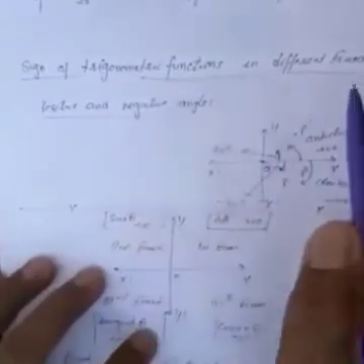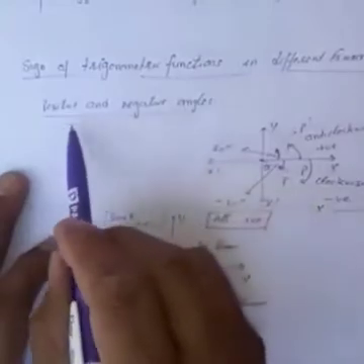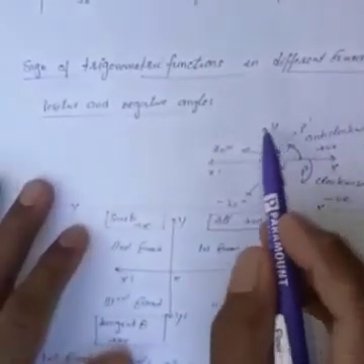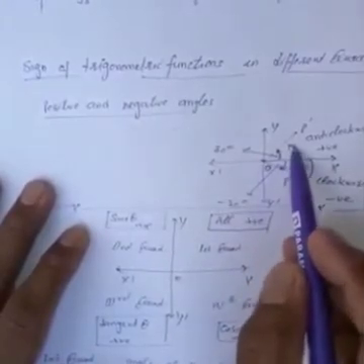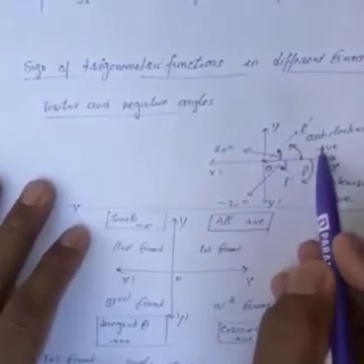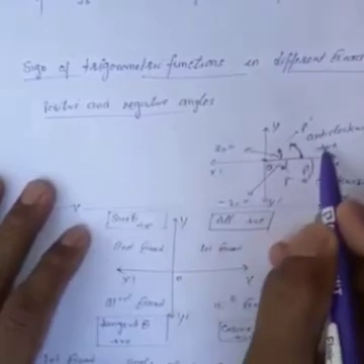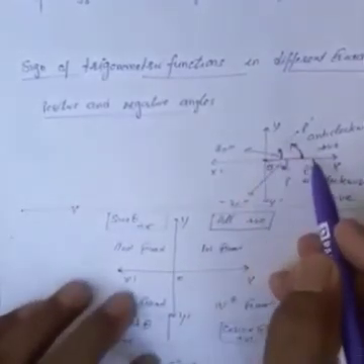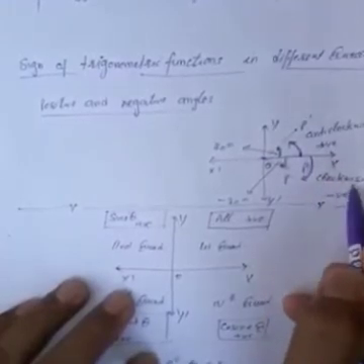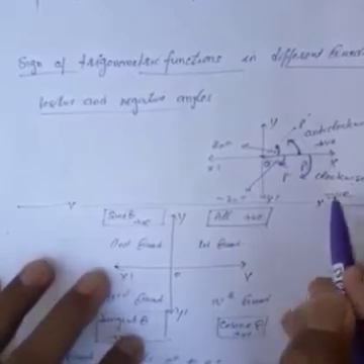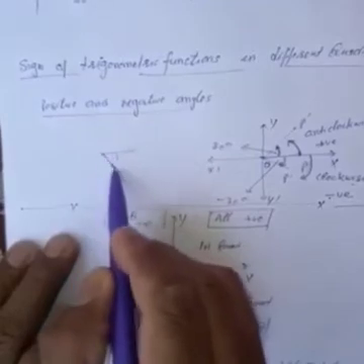Now sign of trigonometric functions in the different quadrants. Before that you have to study what is positive angle and what is negative angle. We have studied the definition of angle in the previous lecture. If OP is revolving anti-clockwise, then angle is positive. If OP is revolving in this direction, it means clockwise direction, and angle will be negative.